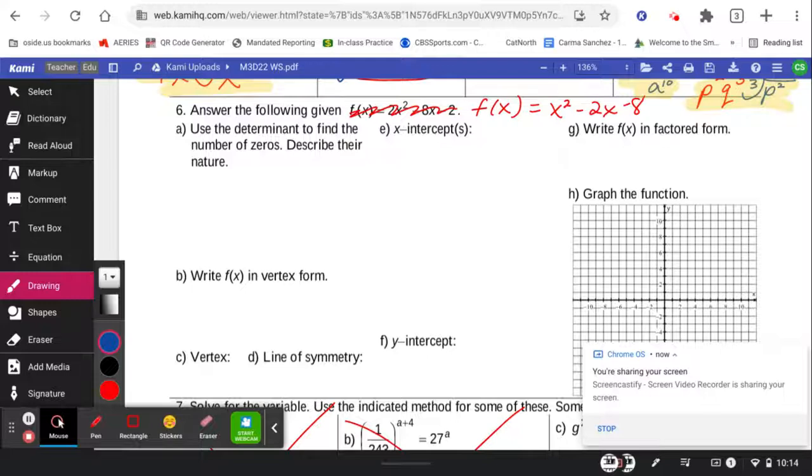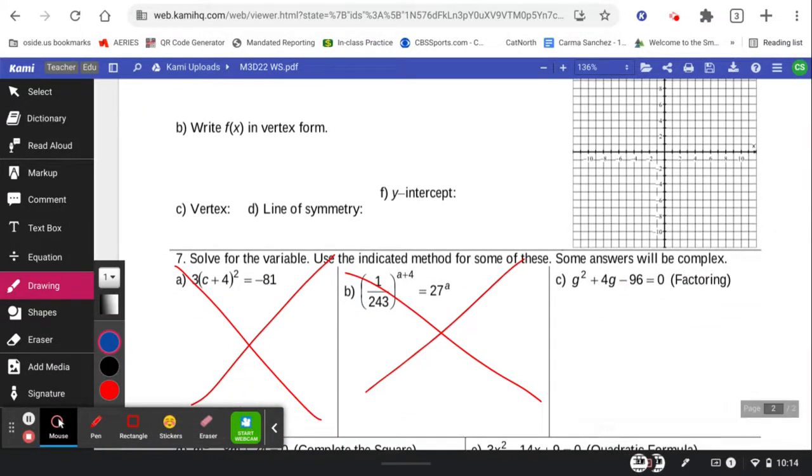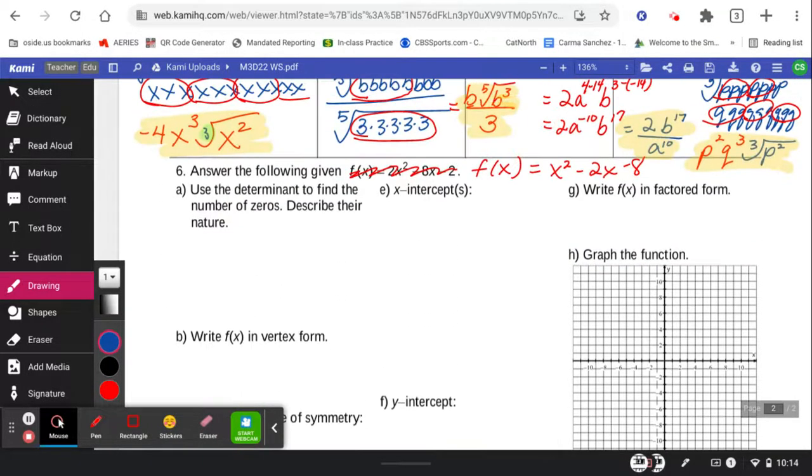All right, on the back, I had you cross out 7A and B, and I asked you to change the problem on number 6 to something more simple that's more like the test. So I hope you went ahead and changed this. So use the discriminant to find the number of zeros and describe their nature.